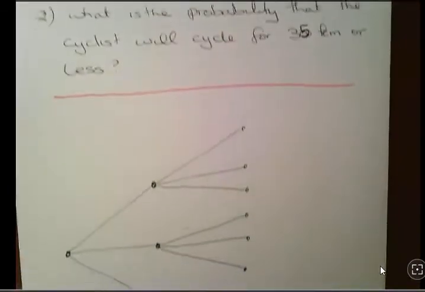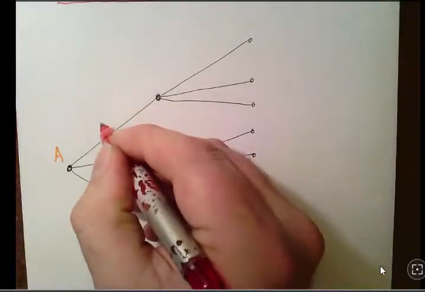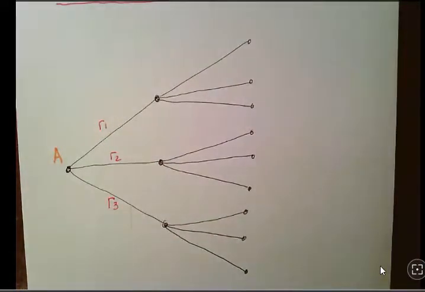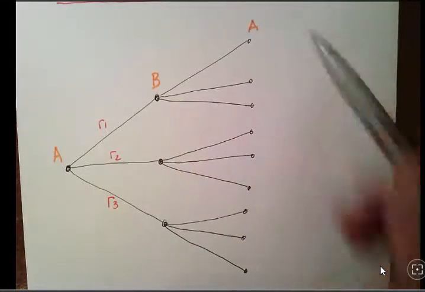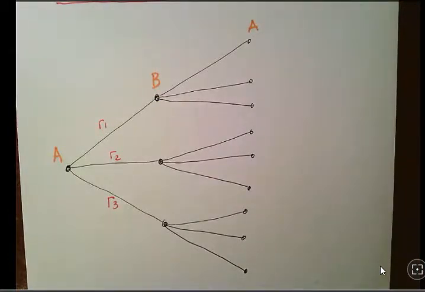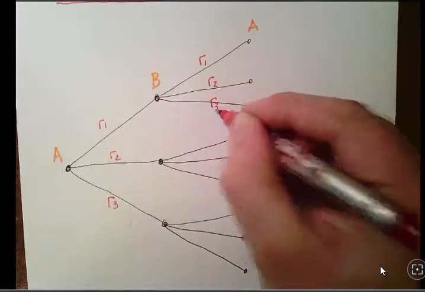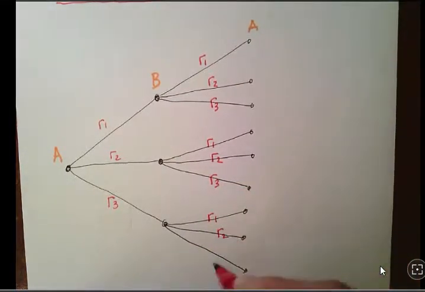Okay, so what we're going to do here is use a probability tree approach. Starting off, he's in town A, and he picks one of these routes, route 1, route 2, or route 3. And he gets to town B. Then he has to cycle back to town A. So when he gets to B, he'll go route 1, route 2, route 3, for each of the first routes.